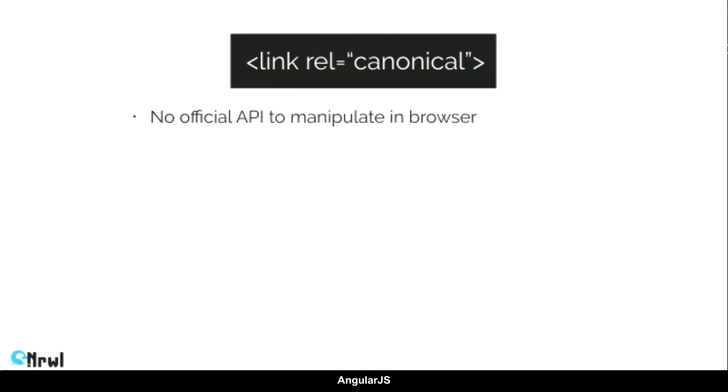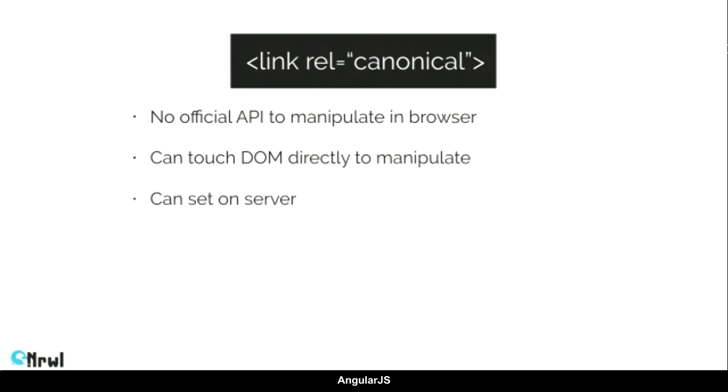But with canonical links, there's no API yet to manipulate this inside the browser. You could touch the DOM directly to manipulate it. So this is what you have to do right now. Or you could set the link rel canonical on the server when you render the page. And I'll talk a little bit about how the crawler works in a second on why this is okay.